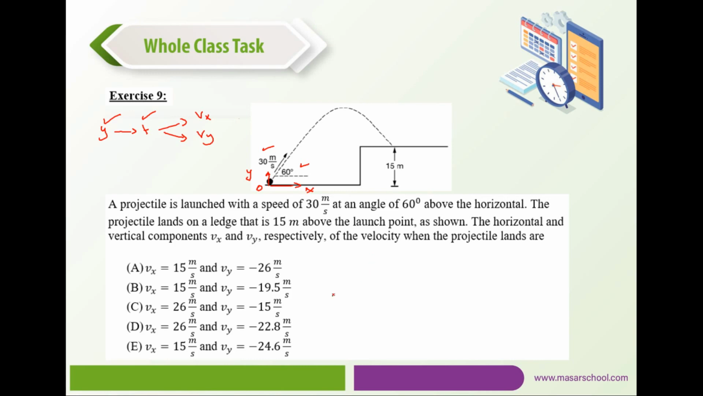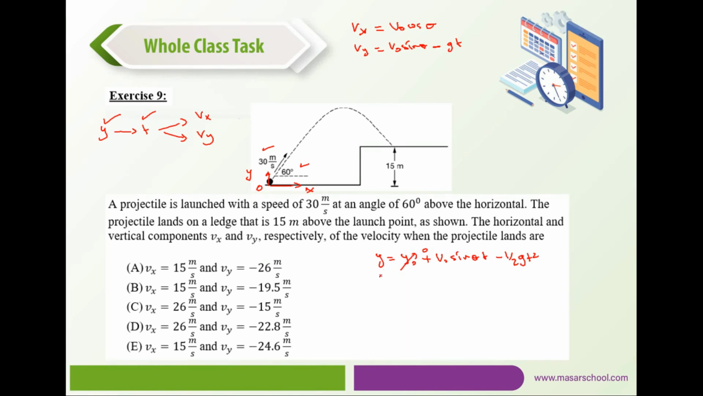We know that Vx is given by V0 cosine theta, and Vy is given by the initial vertical velocity V0 sine theta minus gt due to the gravity, which is downward. Now we need to determine the time. We can refer to the vertical position, given by y equals y0 plus V0 sine theta t minus half gt squared. Now we know that y0 is 0.